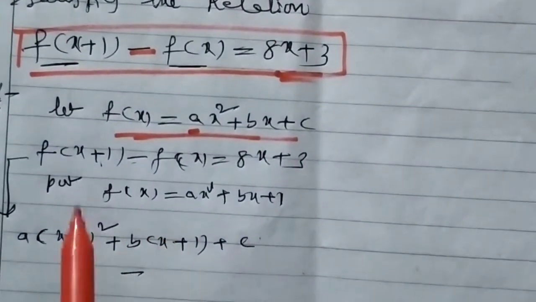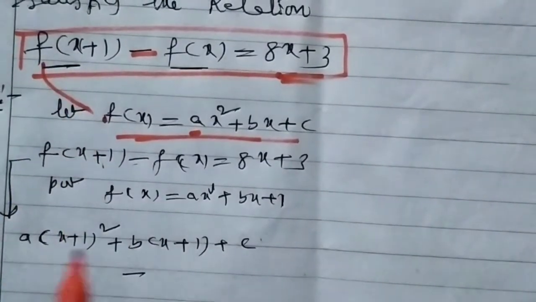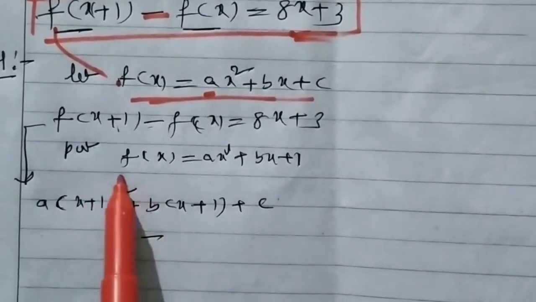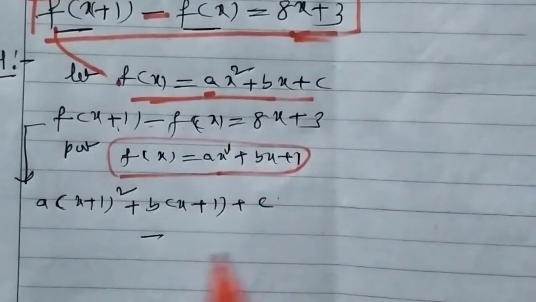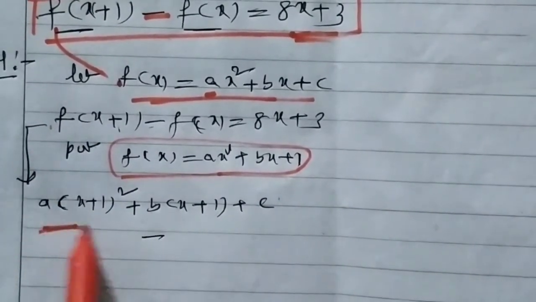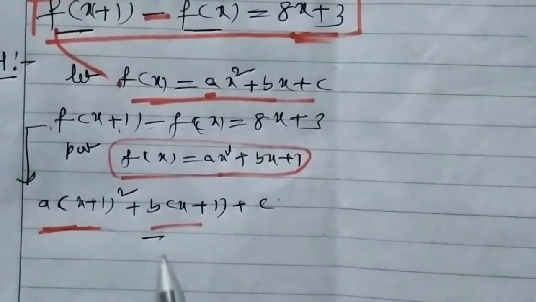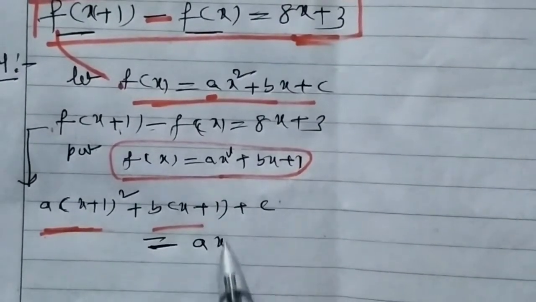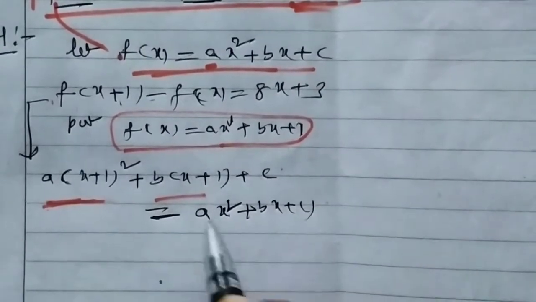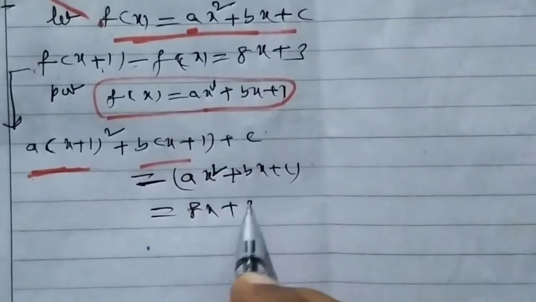By substituting this quadratic expression into the given functional relation, we get a into x plus 1 whole square plus b into x plus 1 plus c, minus f of x, that is ax square plus bx plus c, is equal to 8x plus 3.